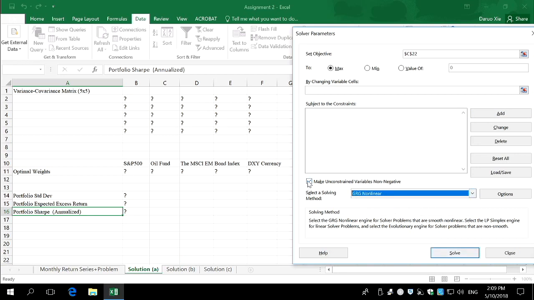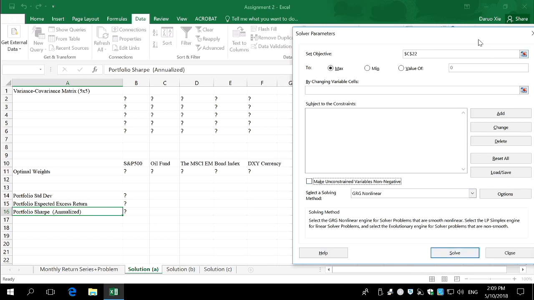And don't click this, make unconstrained variables non-negative. For solution A, you don't have to have this additional constraint. So you don't want to click this. Then you can solve it.